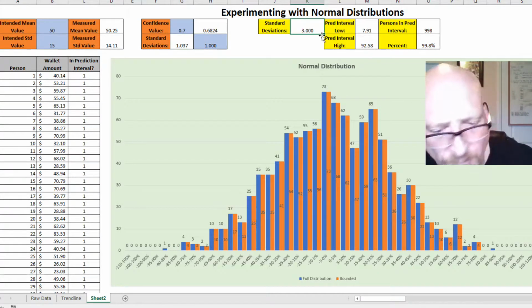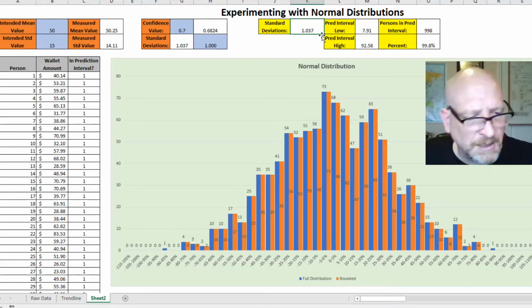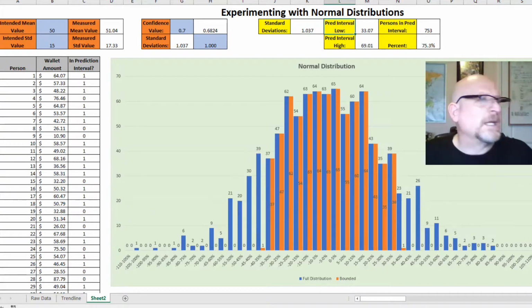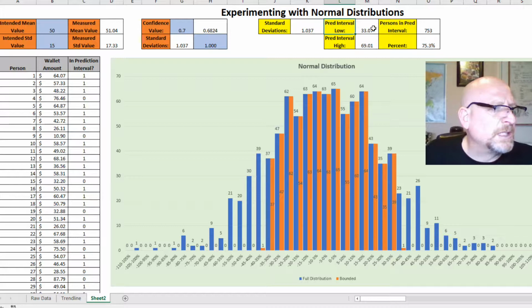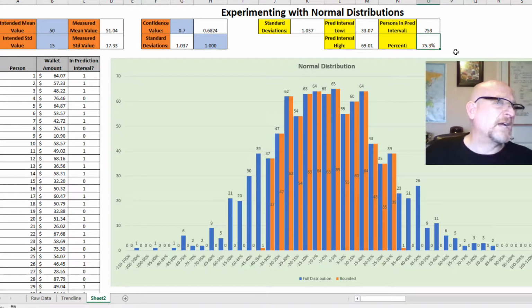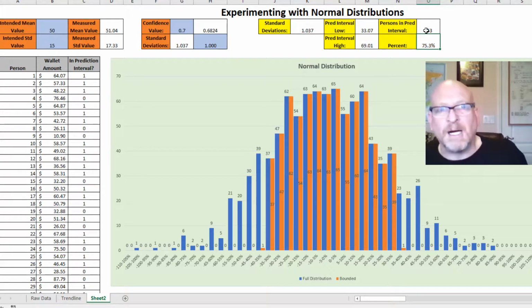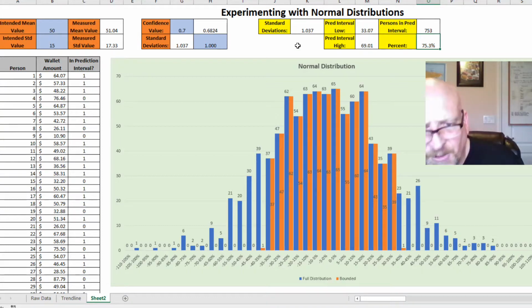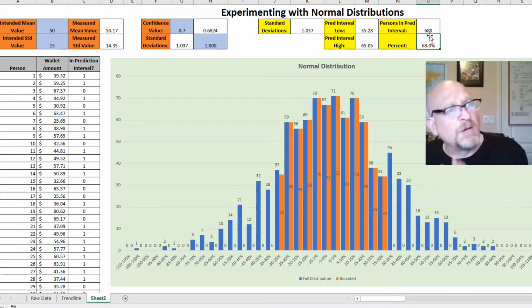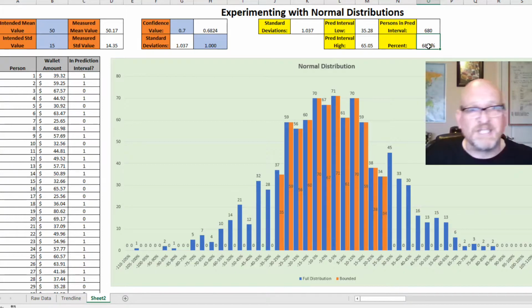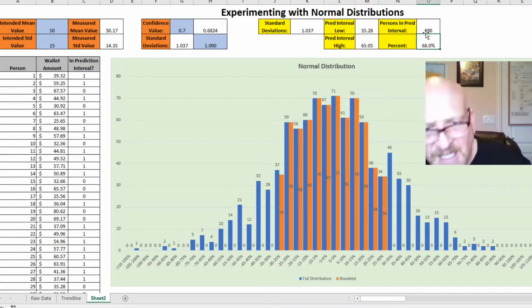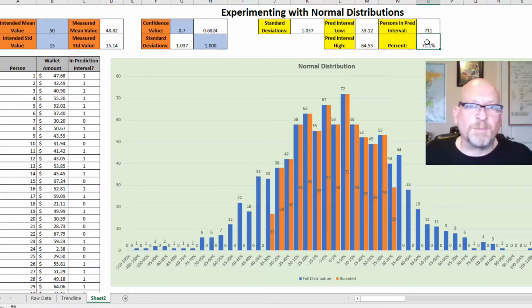So now if I type 1.037 and hit F9, between this low and this high, which is 1.037 standard deviations below and above, it found 753 people, which is 75.3%. Now it's a little bit high, but it's not perfect. If we randomized again, we'd get a little bit closer. Oh, well, actually now we went a little bit low to 68%, 680. So it's kind of bouncing around there. So here we got 71%.